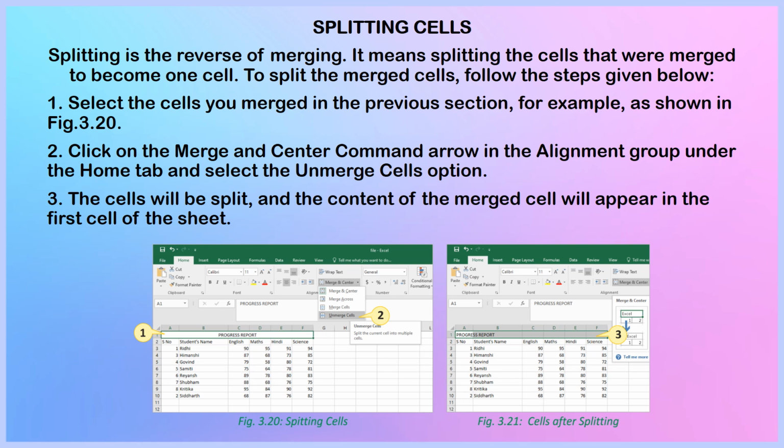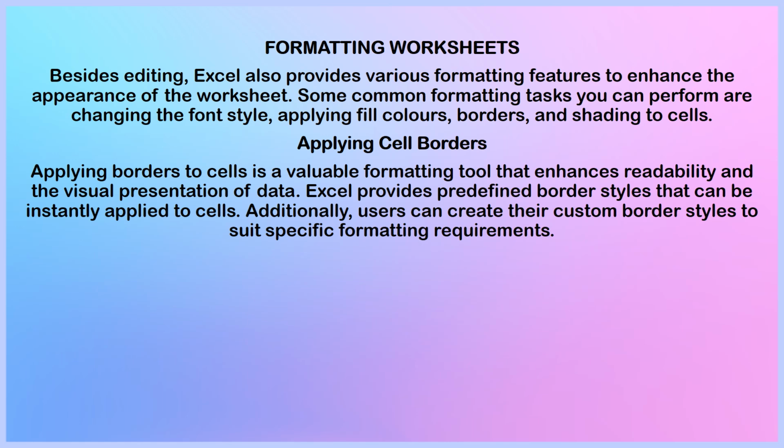1. Select the cells to be merged. For example, A1, F1 as shown in Fig. 3.18. 2. Click on the Merge and Center command in the Alignment group under the Home tab. 3. The cells will be merged into one cell and the content will be aligned in the center.